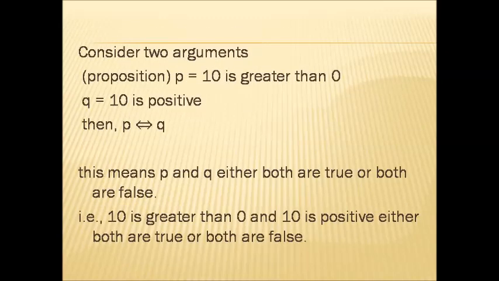Okay, here you can see the example for the biconditional operator with P and Q. P is 10 is greater than 0 and Q is 10 is positive. So P biconditional Q, or P equivalence Q, means that 10 is greater than 0 and 10 is positive. So in this case we can say either both are true or both are false, right? So it will return true whenever both are true or both are false. That means whenever both values are the same, then only it will return true.